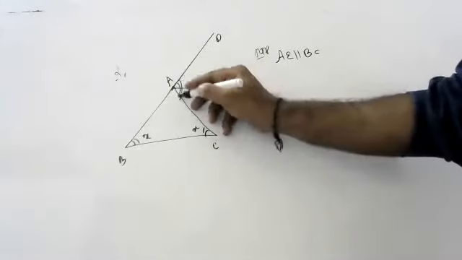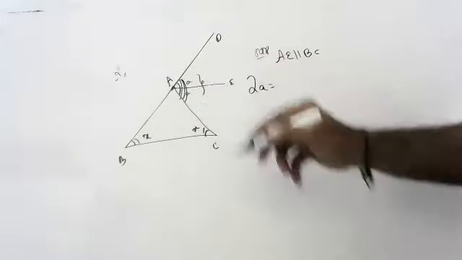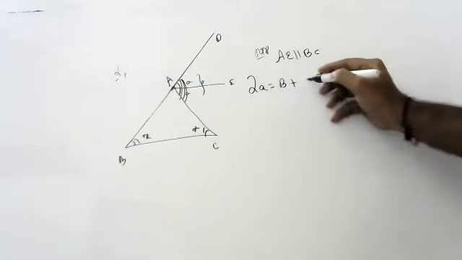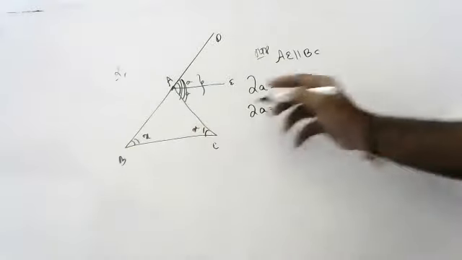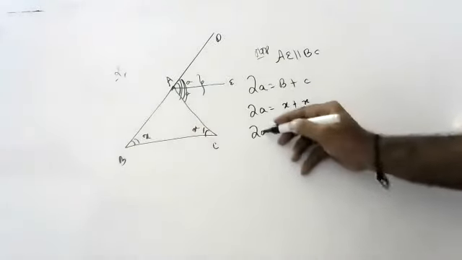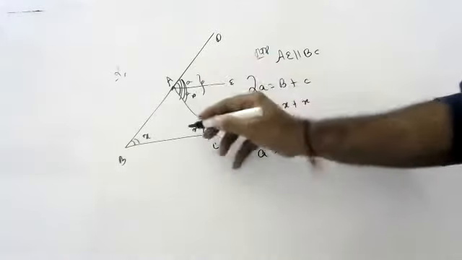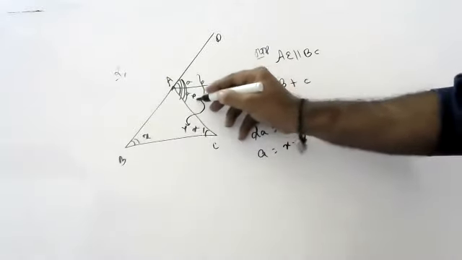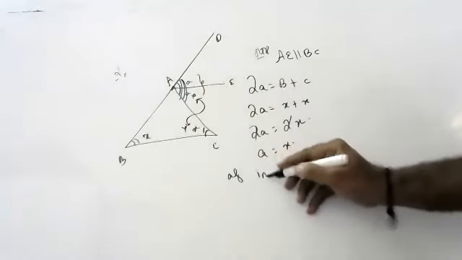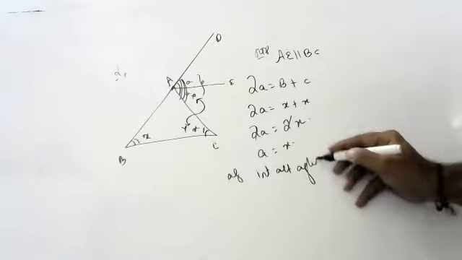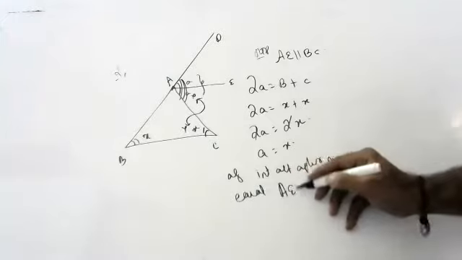Exterior angle 2A is equal to B plus C. Sir, 2A is equal to x plus x, that is 2x. Cancel the 2, so A is equal to x. A and x are equal. As interior alternate angles are equal, AE is parallel to BC.